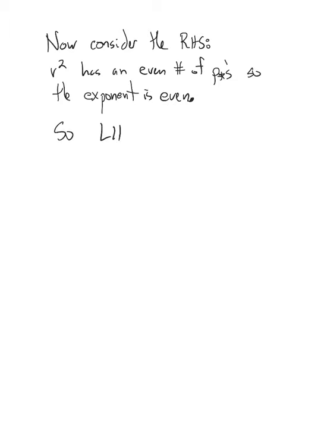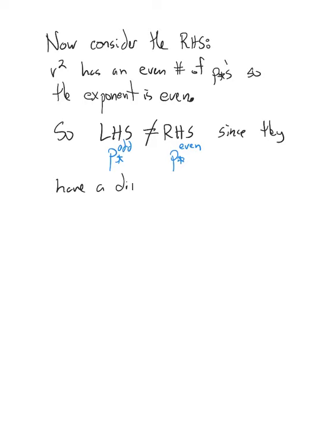Now, think about that. On the left-hand side, you have p star to some odd power. But on the right-hand side, you have p star to some even power. And these are supposed to be the same number. Remember, there was an equal sign between them. But there's no way they can be equal if they have a different prime factorization. So the left-hand side and the right-hand side can't be equal, since they have a different prime factorization.